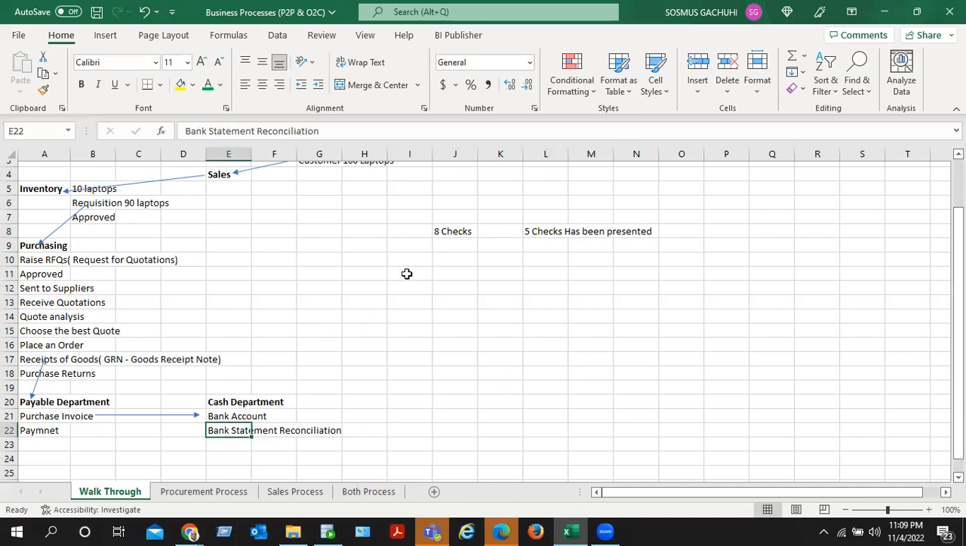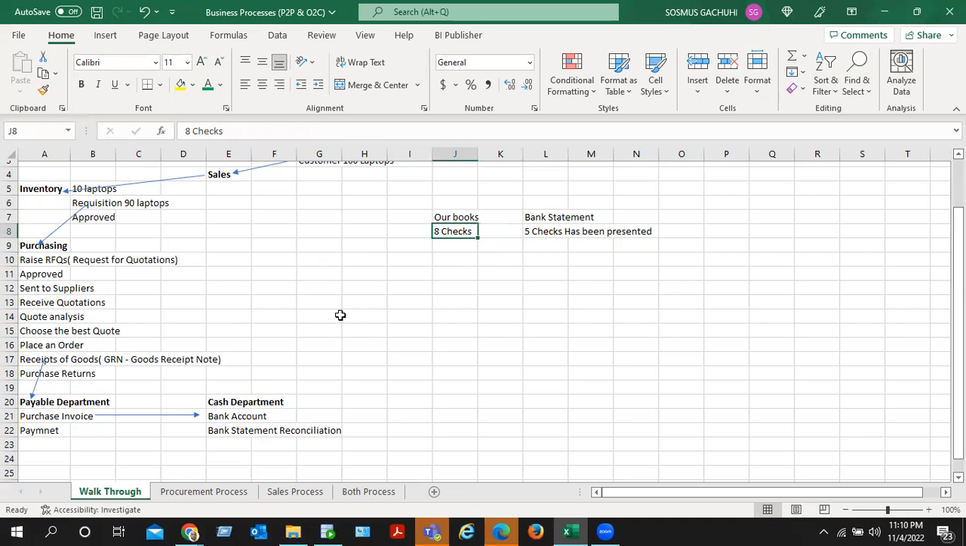This will tell you that in our books, we recorded that we paid 8 checks and issued them. So we have already booked that in our system. But unfortunately, from the bank statement, only 5 checks have been presented. Only through bank reconciliation can you tell why there is this difference. So that is very, very important.